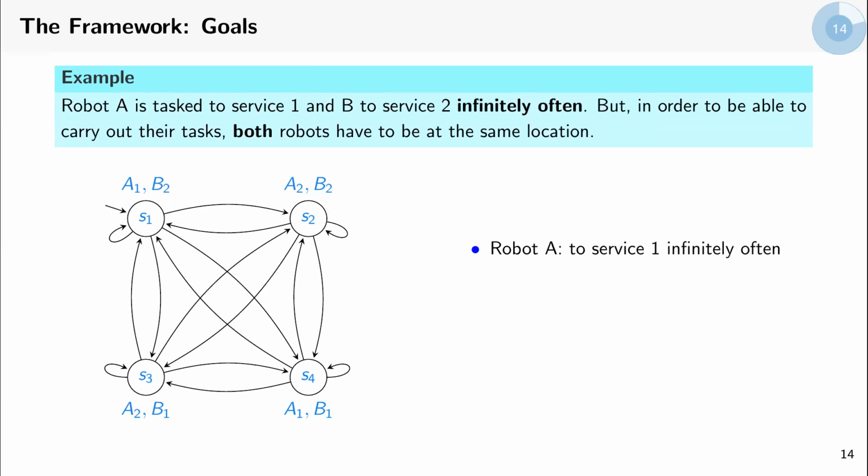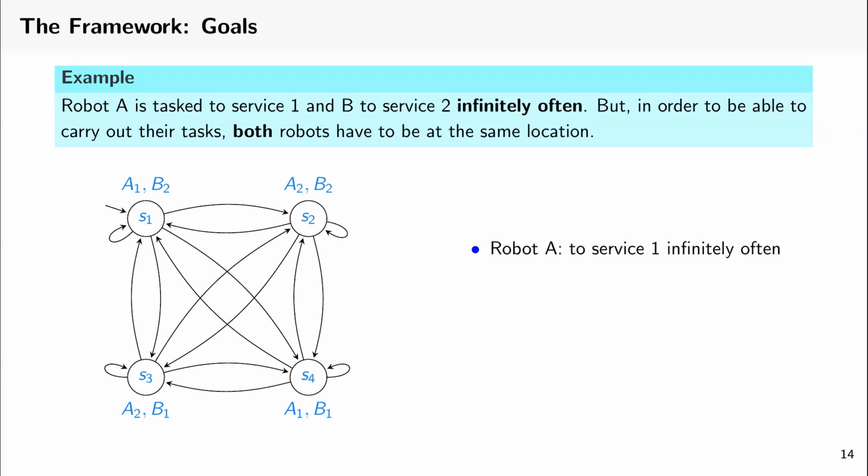Now suppose that robot A is tasked to service location 1 and robot B to service location 2 infinitely often. But there's a catch. In order to carry out this task, both robots have to be at the same location. So they have to do some task that needs their cooperation, for instance.